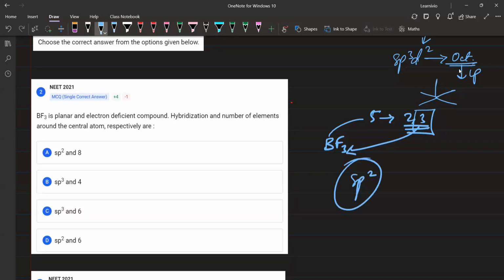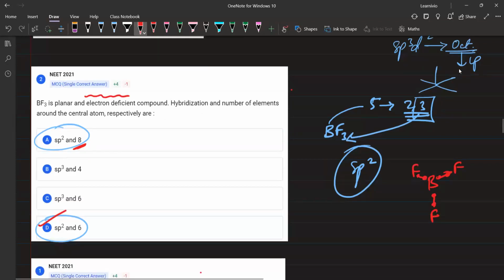Now for sp2, we have either the A option or the D option. There are two ways in which you can understand that the number of electrons in BF3 is 6. One is the question itself, because it is saying electron deficient. If something is electron deficient, it will not have 8 electrons in the valence shell. And how is BF3 having 6 electrons? Quite simple. B and 3 fluorine atoms. So the central atom is having 1, 2, 3, 4, 5, 6 electrons. So sp2 is the hybridization and 6 is the number of electrons around the central atom.